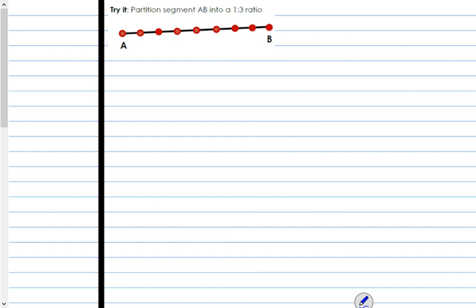Try it. Partition segment AB into a 1:3 ratio. Okay, a 1:3 ratio. That means I'm going to draw a point P somewhere. So 1 plus 3 is 4 parts. I have to divide AB into 4 equal parts. Well, I noticed there are 1, 2, 3, 4, 5, 6, 7, 8 parts to AB. Okay? So I have to divide 8 pieces into 4 different groups.